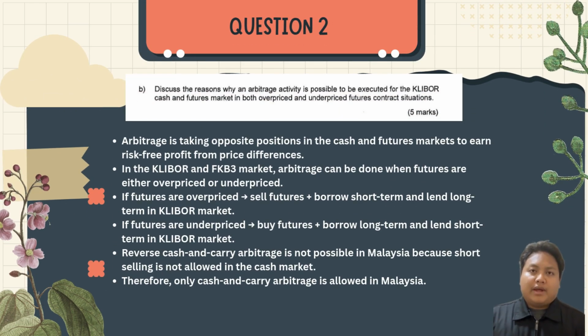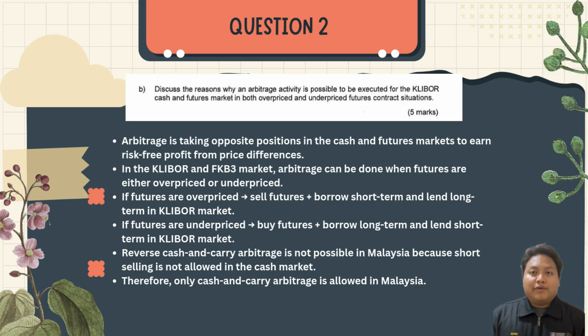As for question B, arbitrage involves taking two opposite positions simultaneously in both the cash market and the futures market to lock in a profit. This activity is possible in the LIBOR and FKB3 markets, regardless of whether the futures contract is overpriced or underpriced, because the underlying cash market operations simply involve borrowing and lending.